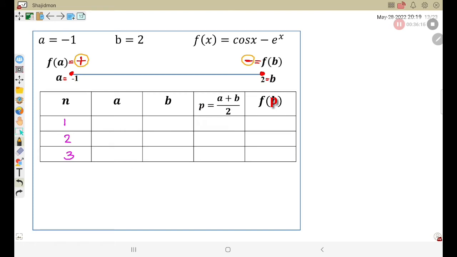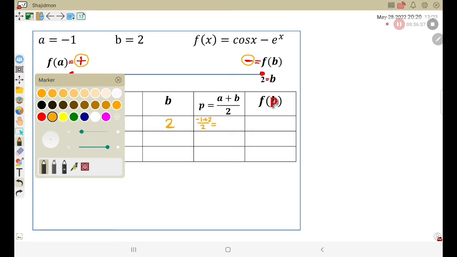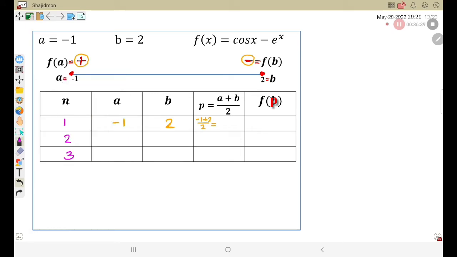From that, now we are starting the table. First we are writing A number minus 1, B number 2. Correct? Now P number, what we will do? A plus B divided by 2. Add these two numbers divided by 2. Minus 1 plus 2 divided by 2. That is the meaning of A plus B divided by 2. Check the number in your calculator. What is the number? 0.5. We will get 0.5.